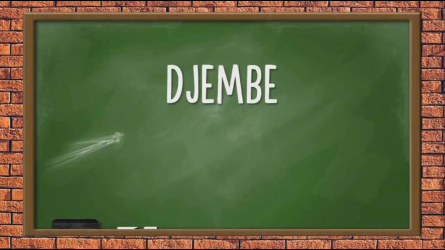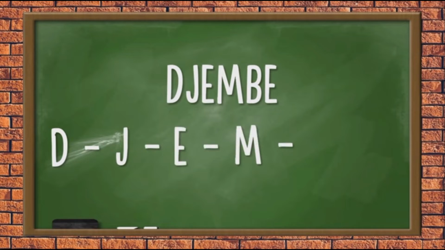Let me give one final example for our lesson today. The unfamiliar word that you have to discover the meaning of is the word djembe. The spelling of the word djembe is D J E M B E.